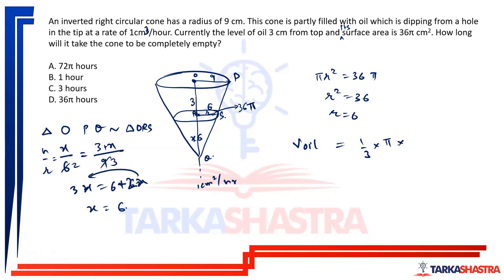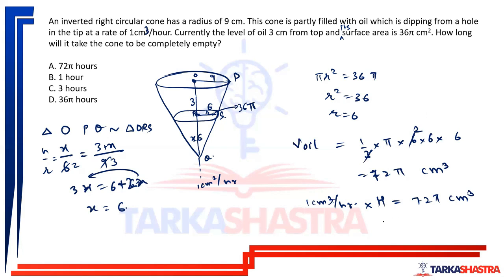1 by 3 pi r square, that is 6 into 6 into height, which is also 6. So this is 3 ones, this is 3 twos. So the total is 72 pi centimeters cube, the volume. Now it is dripping at a rate of 1 centimeter cube per hour. How many hours will it take to drip out completely this 72 pi centimeter cube? So it will take 72 pi hours.